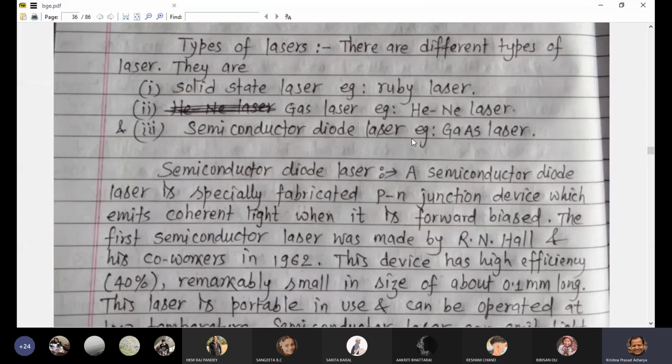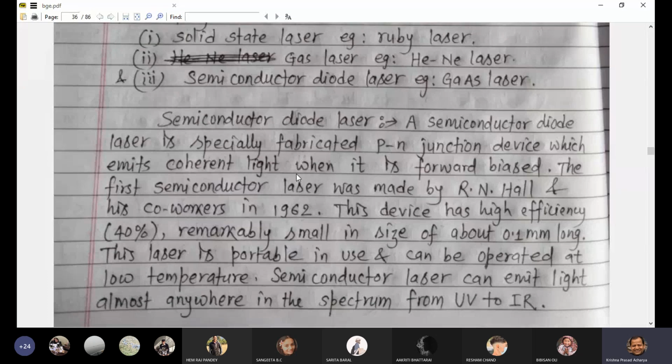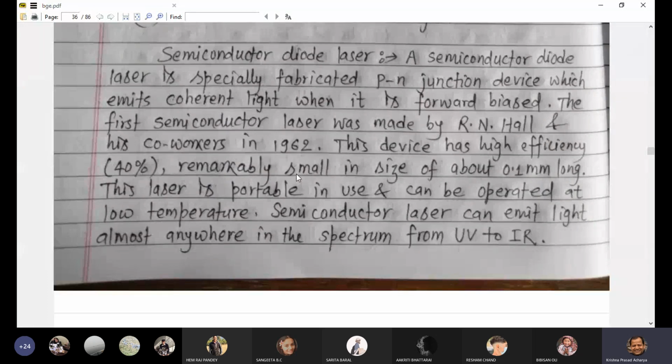We discuss only the semiconductor diode laser in this class. Now, what is a semiconductor diode laser? It is also called the gallium arsenide laser. By the word semiconductor diode laser, it is fabricated from a p-n junction diode. So, a semiconductor diode laser is a specially fabricated p-n junction device that emits coherent light when it is in forward biased condition.